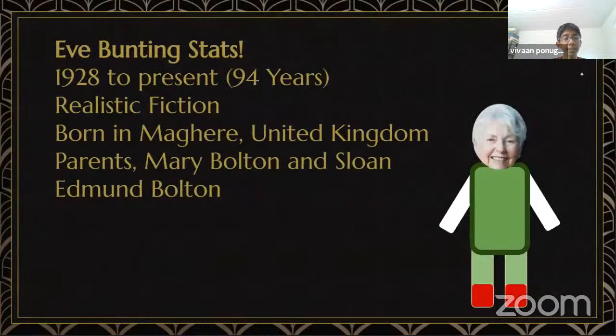So Eve Bunting is still alive today, and she's even older than Ruskin Bond at a whopping 94 years. She also writes realistic fiction and picture books. She was born in Maghera, United Kingdom. Her parents are Mary Bolton and Sloan Edmund Bolton.